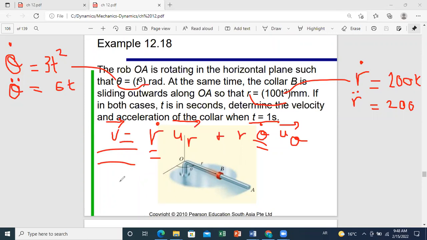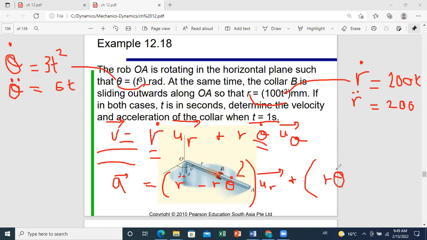And I will do the same for the acceleration using the formula that the a vector is equal to r dot dot minus r theta dot squared along u_r, and plus r theta dot dot plus 2 r dot theta dot along u_theta. So I have everything here. I got all expressions needed for theta dot, theta dot dot, r dot, and r dot dot. I replace at the times they asked me for.